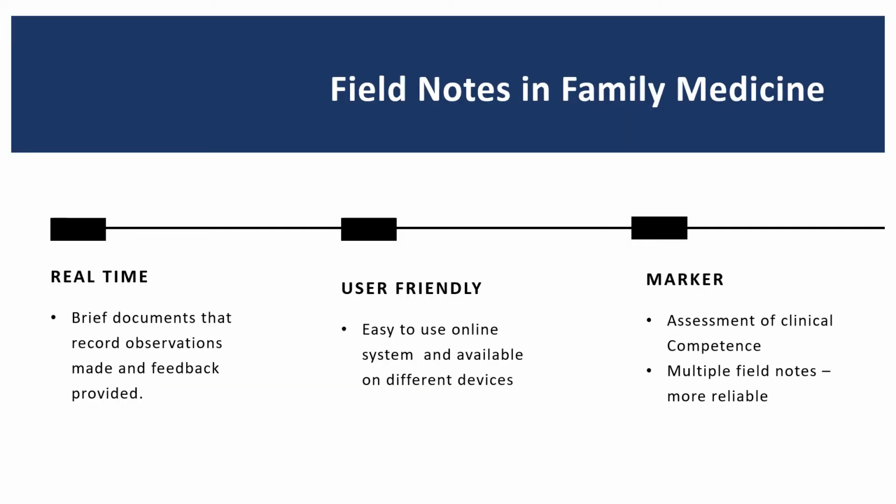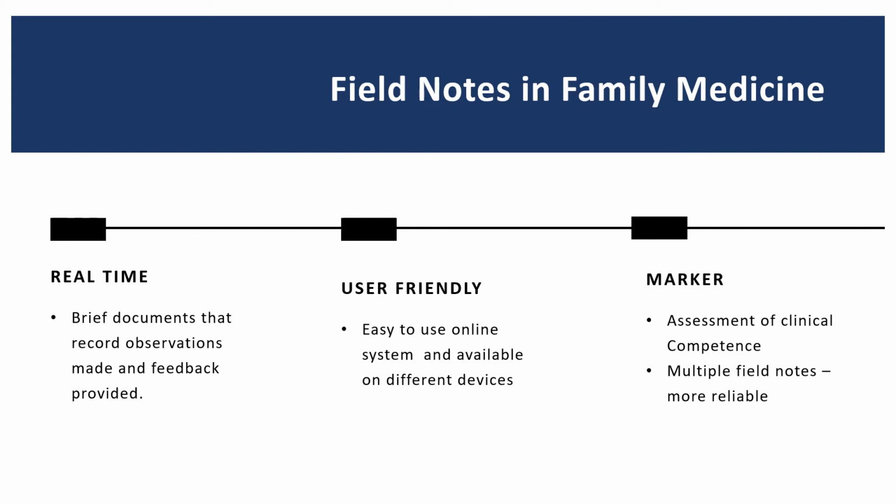Field notes can be based on fully observed or partly observed clinical interactions, reported interactions, or not related to a specific patient encounter at all. Field notes are done in real time, which facilitates better retention and documentation of the observation. They are user-friendly. They can even be done on your phone now, and they contribute to documenting where the learner is in their level of competence or trust.